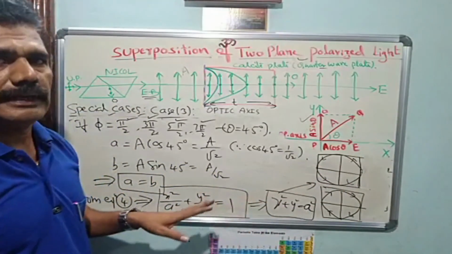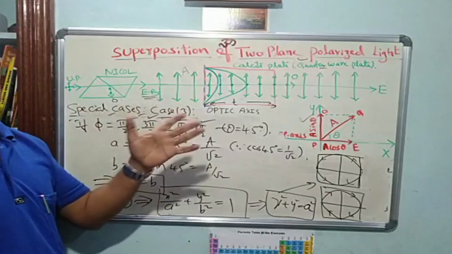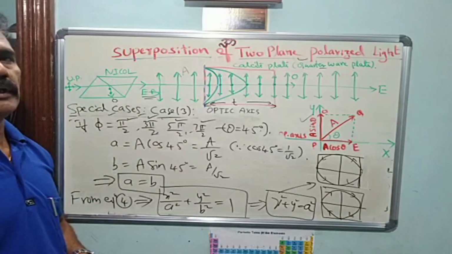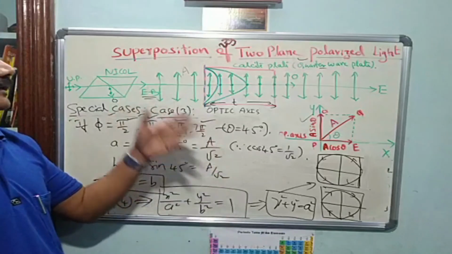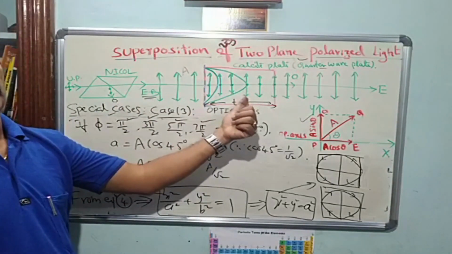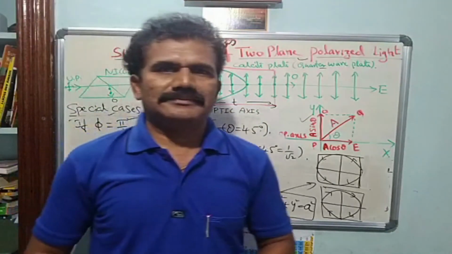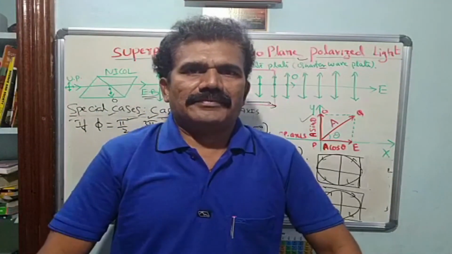So this is the essence of the basic theory of the superposition of two polarized light waves. Experimentally, this is obtained by two devices called the Nicol prism and the calcite quarter wave plate. Clear? Thank you.